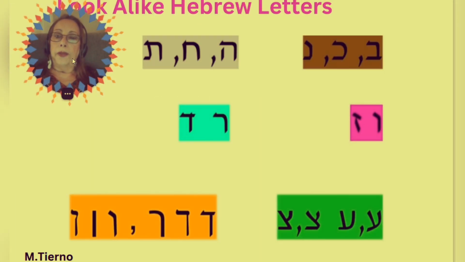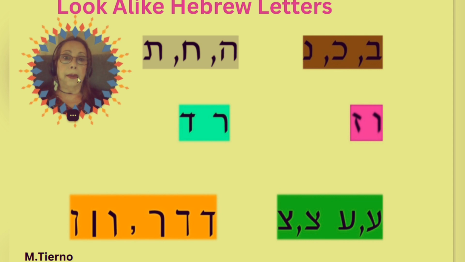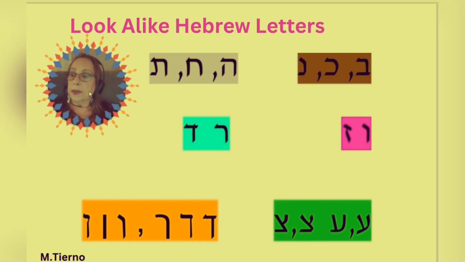These are the look-alike Hebrew letters. Now, if you see over here, this is a Vav, Chaf, and this is a Nun. Okay, they do look alike, don't they?